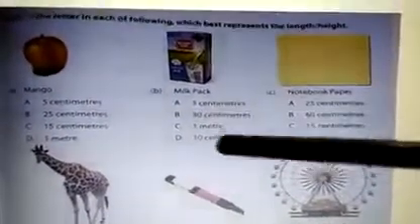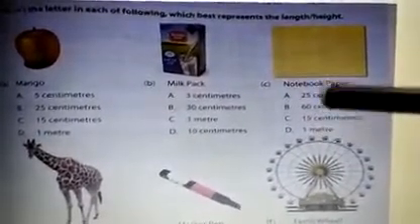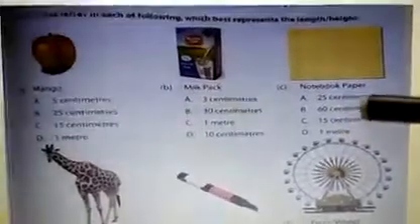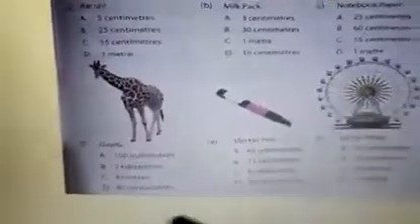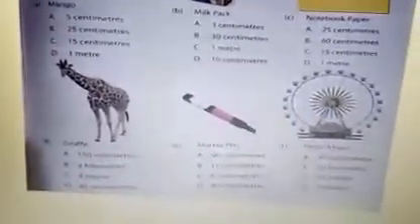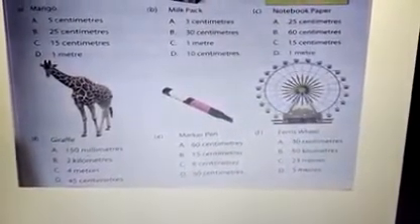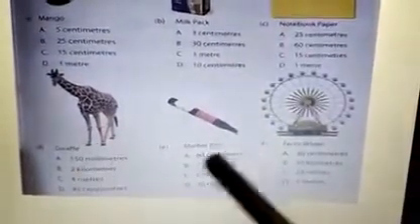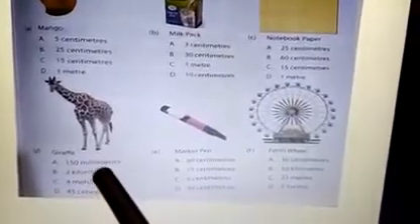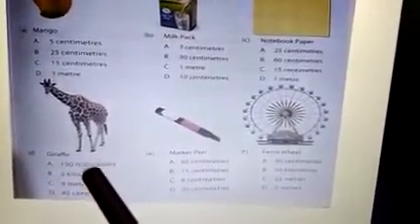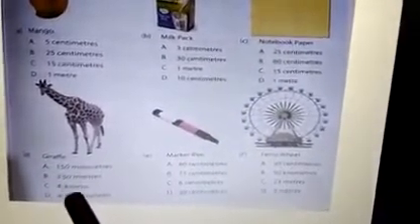Like this, notebook paper, you will find out which is the correct answer. 25 centimeter, 60 centimeter, 15 centimeter or 1 meter. Which is the correct answer? Notebook, 25 centimeter will be the correct answer. Giraffe. Look at giraffe. You know giraffe is very tall. So, what unit will be perfect? Millimeter? No, millimeter is a very small unit. Kilometer is very big. No, it can't be. So, meter or 45 centimeter. Centimeter is not possible. So, 4 meter is the correct answer.